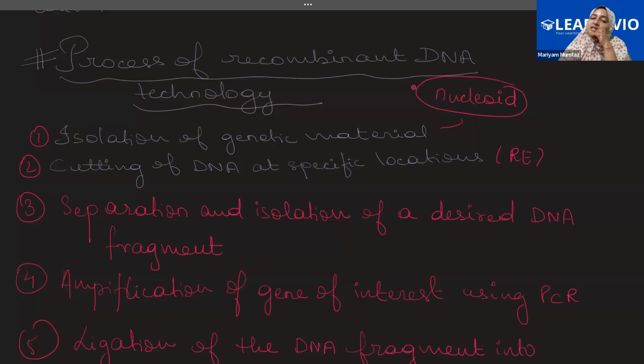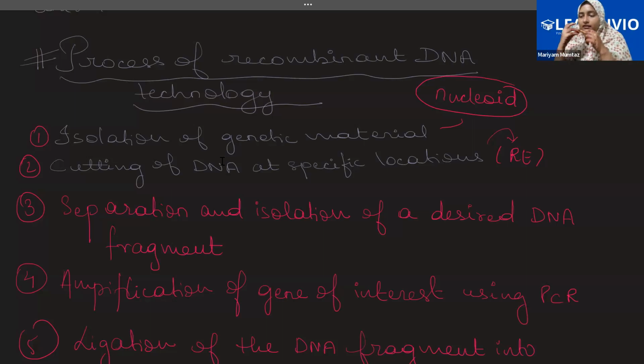So you cut the DNA at specific locations using the restriction enzymes. Restriction enzymes are also known as molecular scissors. Not chemical scissors, but molecular scissors. They are scissors only. Very good. Now, after the scissors have done their work of cutting, then we separate them.